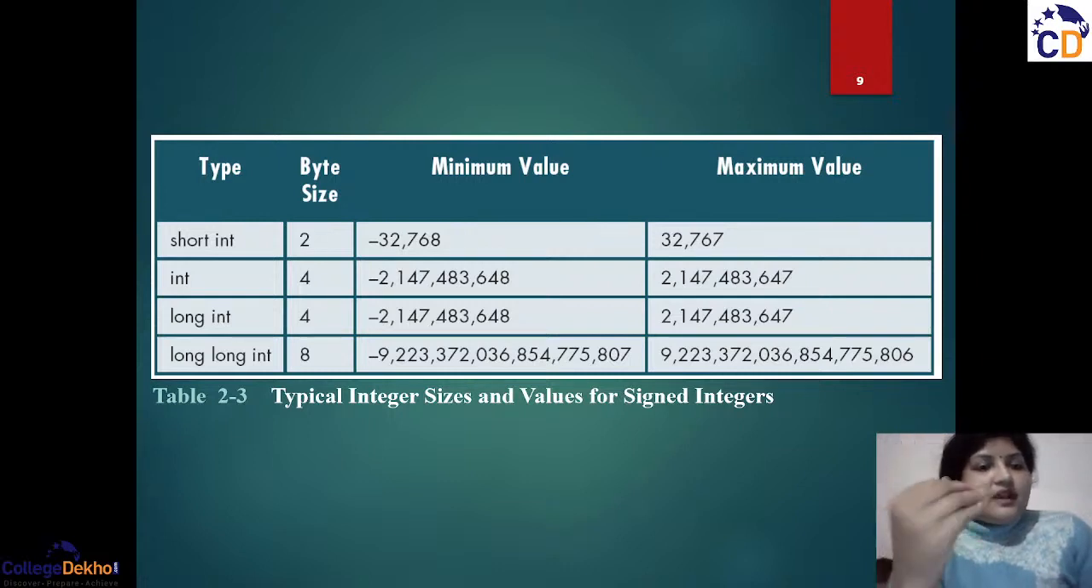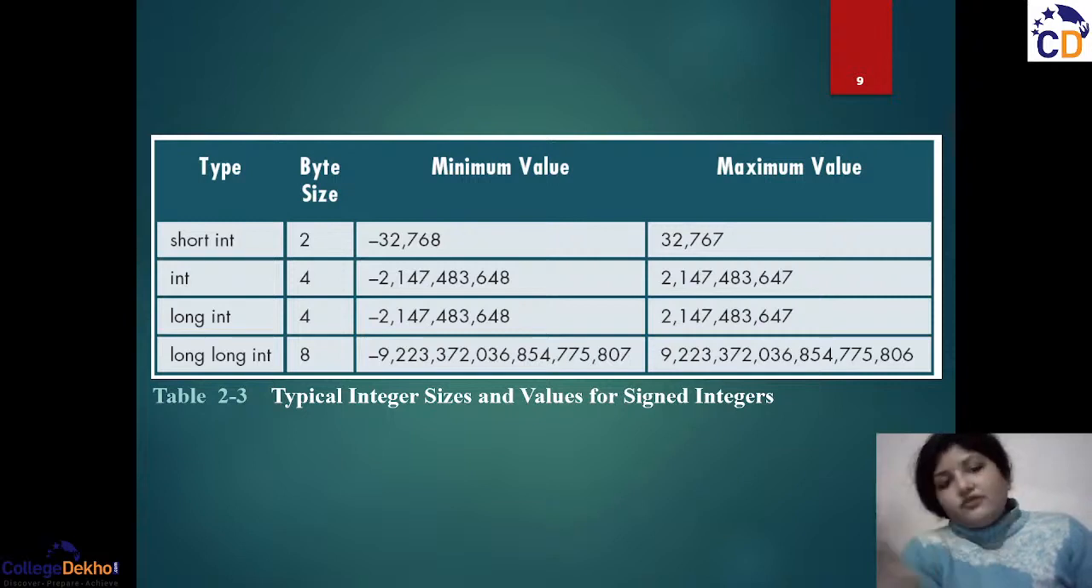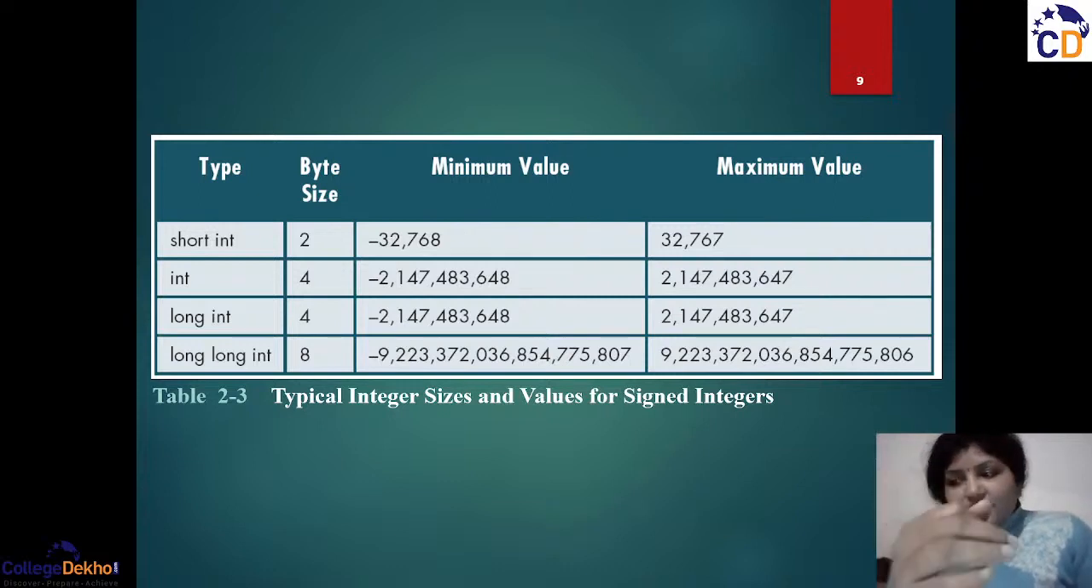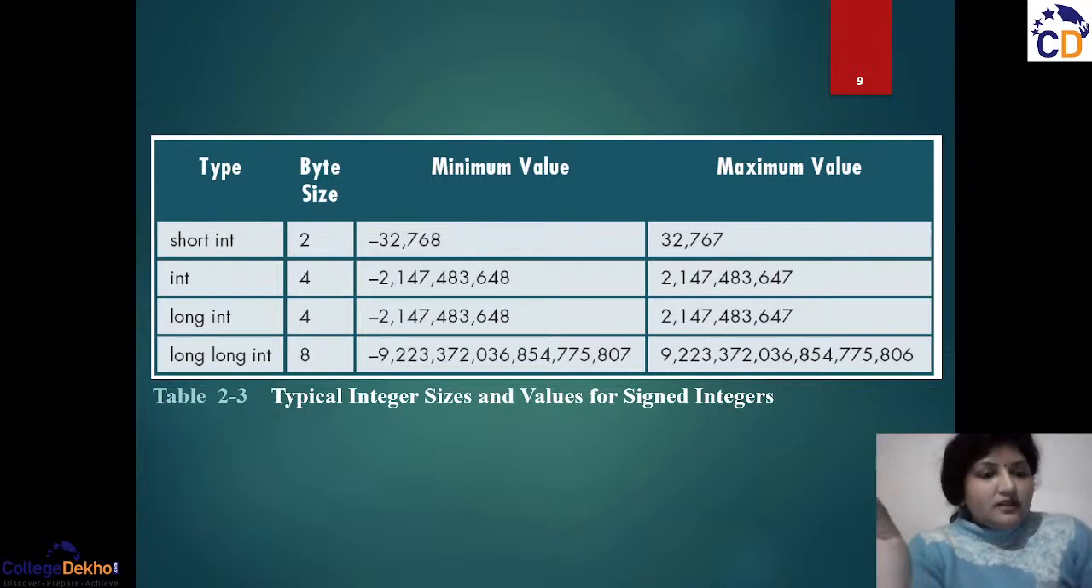Right? Then we have integers. Integers take 4 bytes. Then long integers, 4 bytes. Then long long integers hold 8 bytes. So this is how they are holding, and the ranges are also changing. With 4 bytes, the minimum is minus 2147483648, and the maximum value is 2147483647. So it has a wide range for holding the int values.